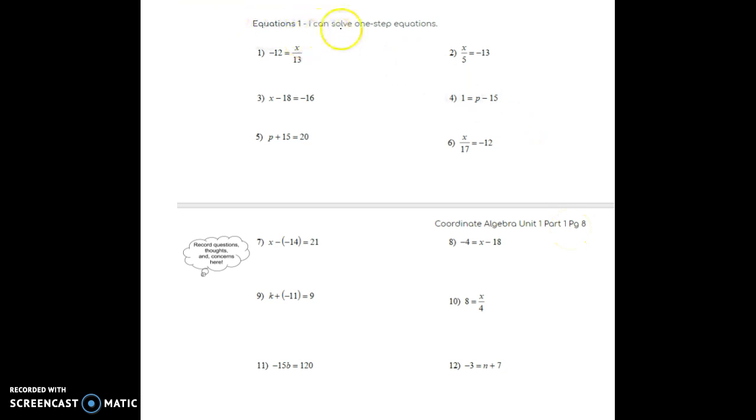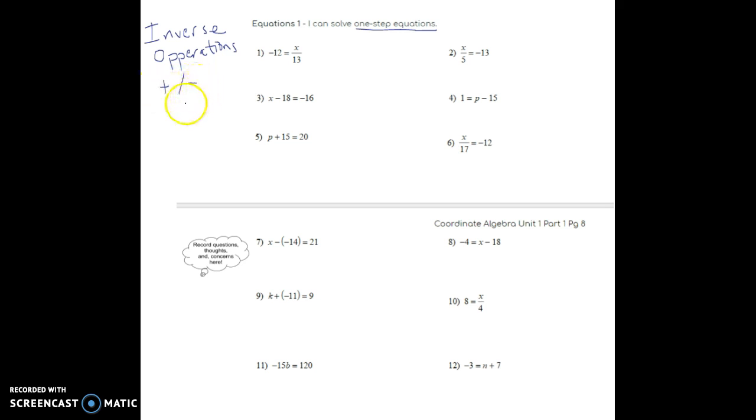So we're talking about equations. We're talking about solving one-step equations. To solve one-step equations algebraically, I use inverse operations. If I write it, you should write it, by the way. I use inverse operations, okay? So addition and subtraction are inverse operations in that they undo one another.